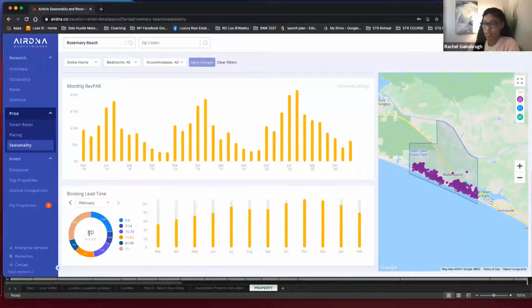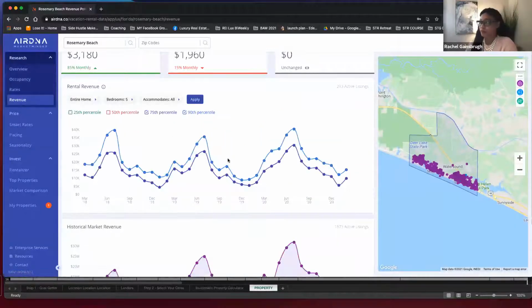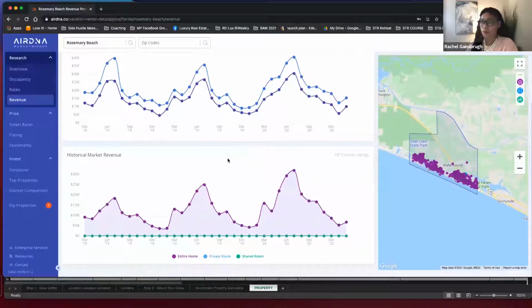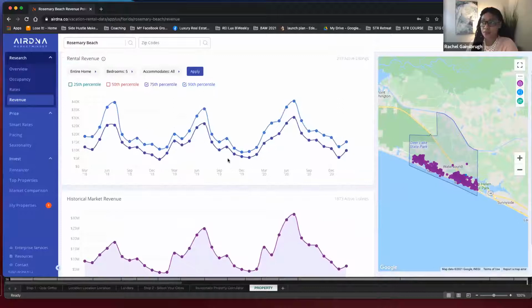The average is 80. Okay, look, for December, for instance, the lead time is a little over 3 months. November as well. So that's going to be really important to look at. Okay, any questions on the historical at this time, the revenue?